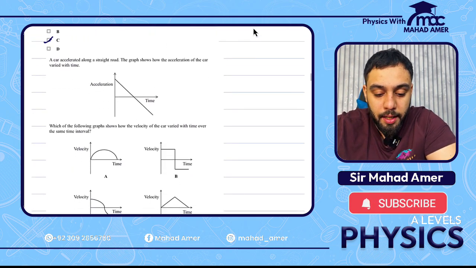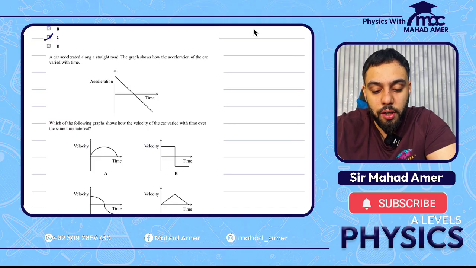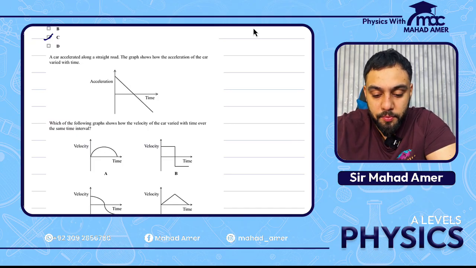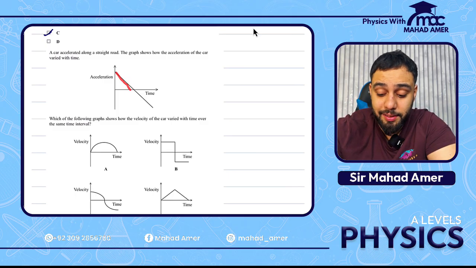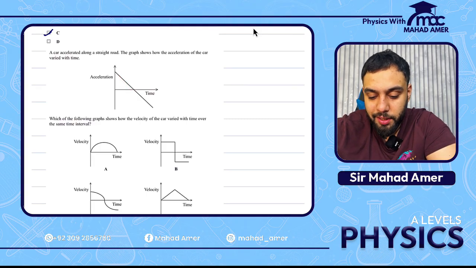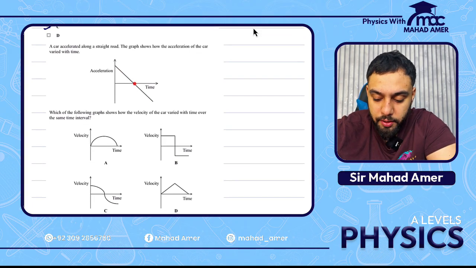All right, the car accelerated along a straight road. The graph shows how the acceleration of the car varied with time. So, okay, the acceleration is decreasing. So it's a decreasing acceleration curve. Very good. And then after that the acceleration is increasing.